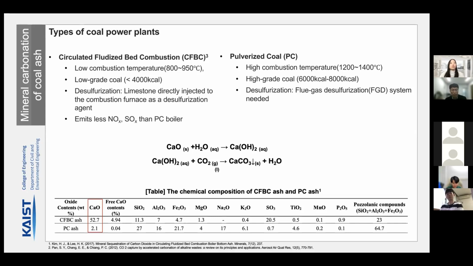The first ash is circulating fluidized bed combustion type coal-fired power plant ash, which is CFBC ash, and the other one is pulverized coal type fired power plant ash, PC ash. Usually CFBC ash contains a high amount of Ca because during the coal combustion process, they put in limestone for desulfurization. As you can see in the chemical composition table, it has a higher amount of CaO content than PC ash.